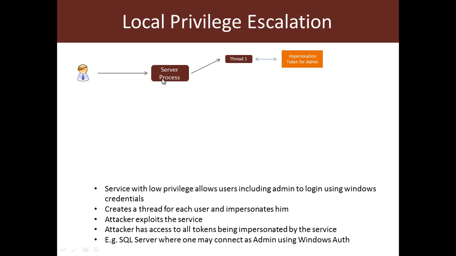users on the system. Now, let's say the admin logs on using his credentials to the server process, and one of the threads of the server process gets the impersonation token for the admin and is running on his behalf and doing various tasks. Now here is the problem.